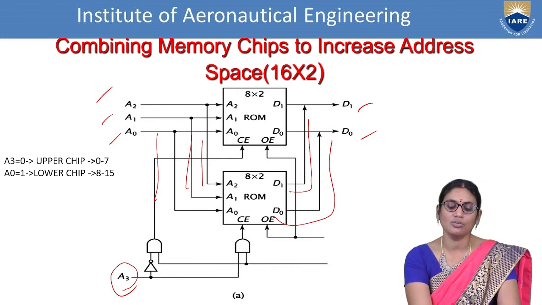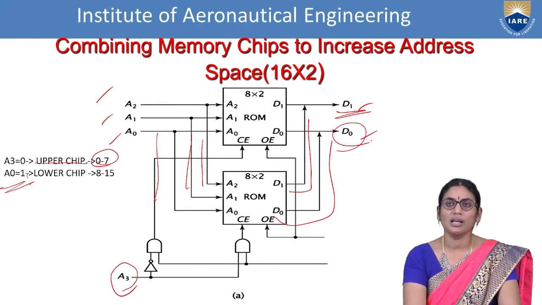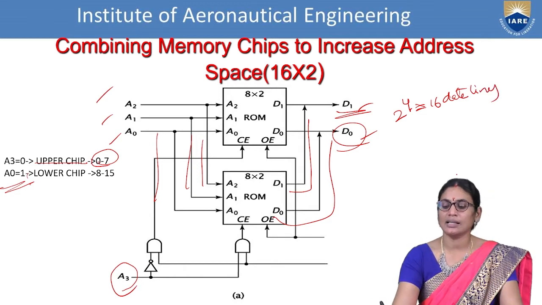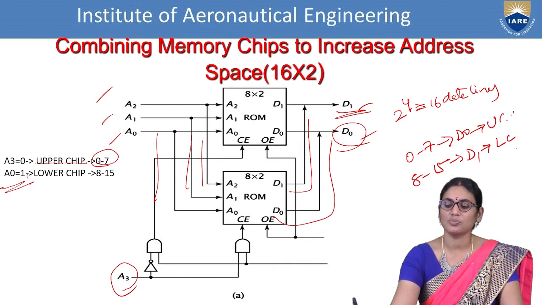So if A3 equals 0, the upper chip is activated and the first data lines have been activated. That means D0 is activated. And if the lower chip is enabled, that is A3 equals 1, then the second data line will be activated. So we have how many addresses? 2 power 4, which is equal to 16 data lines. 16 data lines means 0 to 7, 8 to 15. So in order to enable the first one, the upper chip will be enabled. In order to enable the second one, the lower chip will be enabled. So in this way, you have to perform the operation by selecting the corresponding chips.